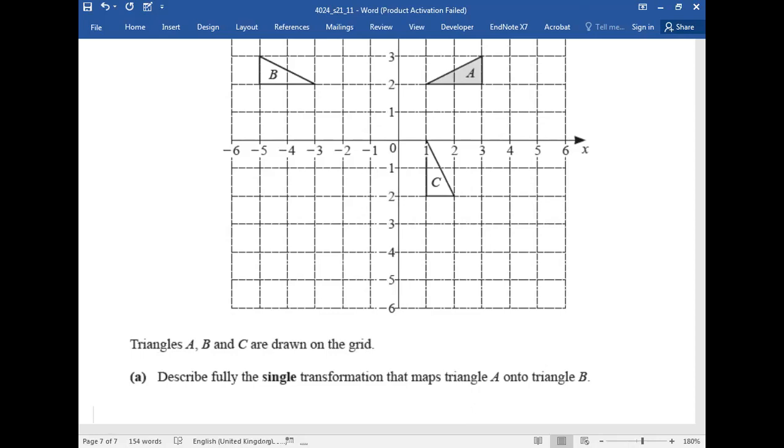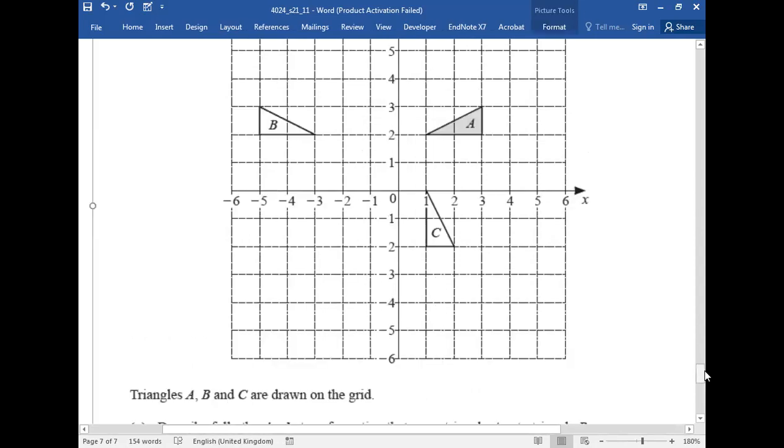Triangles A, B, and C are drawn on the grid, right? Describe fully the single transformation that maps triangle A onto triangle B. Take your time, observe, and then respond. Triangle A onto triangle B. It's a reflection. That is one thing. What are the parameters of reflection? Line of reflection. How do we find the line of reflection?